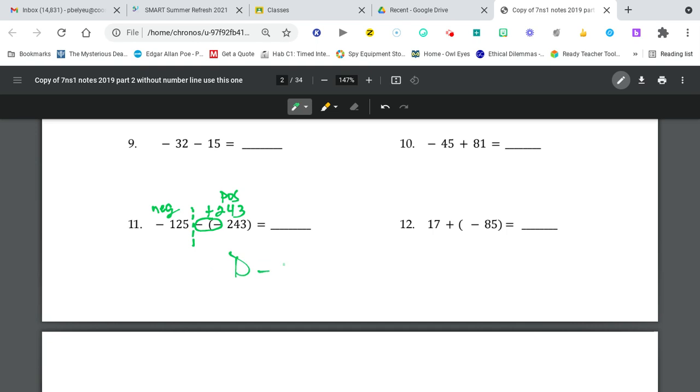So I'm going to subtract and keep the sign of the larger number. So when you subtract, make sure you put your larger number on top. Between 125 and 243, 243 is larger. So put it on top and subtract.